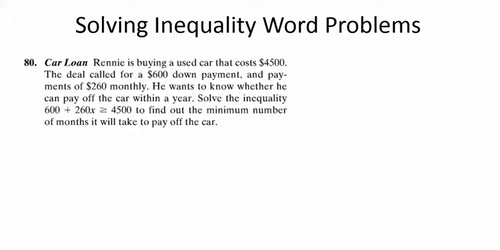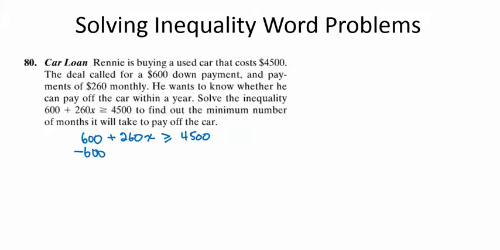So Rennie is buying a used car that costs $4,500. The deal called for a $600 down payment and payments of $260 monthly. Now he wants to know whether he can pay off the car within 1 year. So if he starts with $600 as a down payment and adds $260 for each month, we want to find out how many months it will take for him to reach $4,500 in payments.